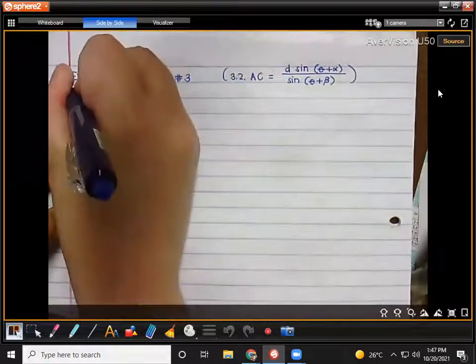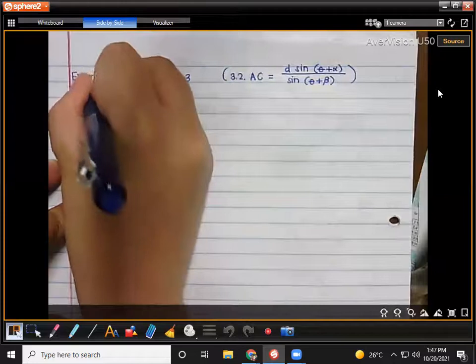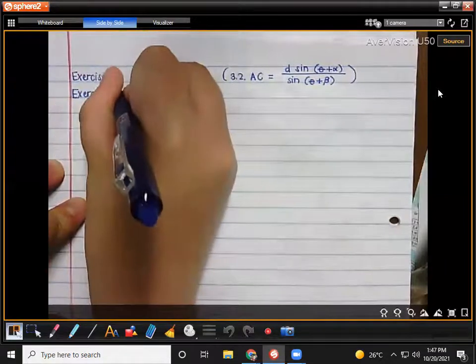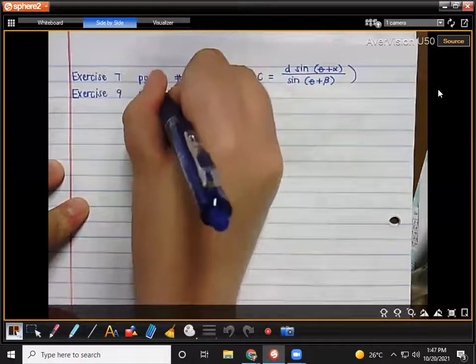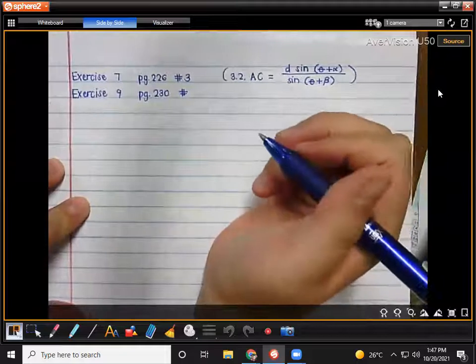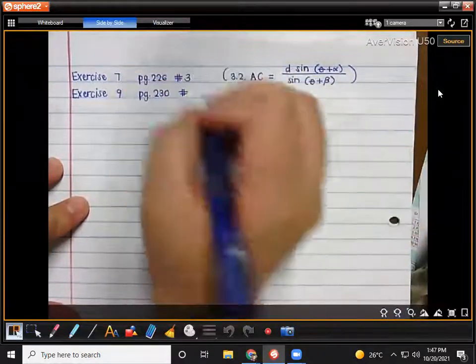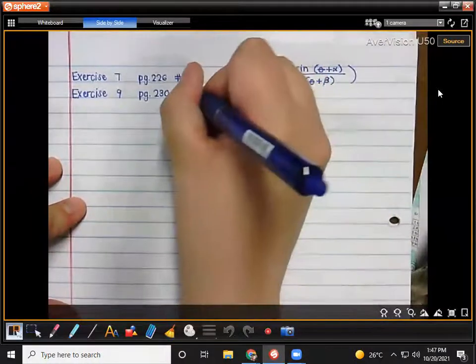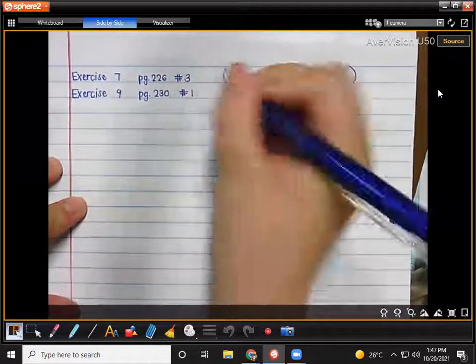And then from exercise 9, so it's just 3.1 and 3.2 for that one. Exercise 9, which starts on page 230. I would like you guys to do, sorry, I'm just checking, number 1.